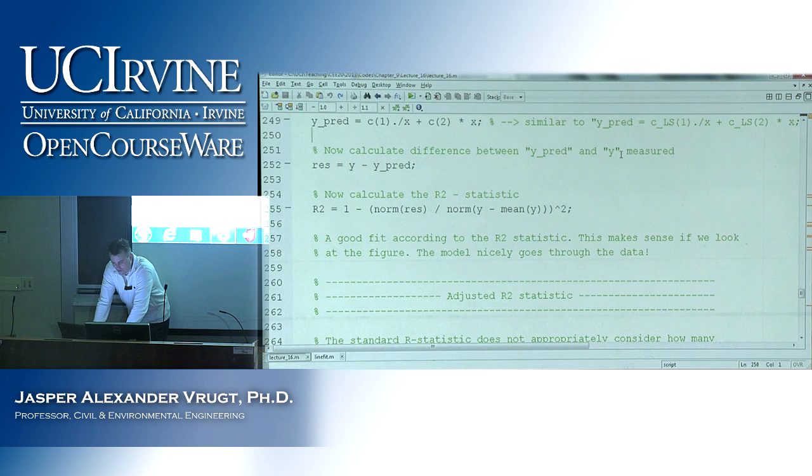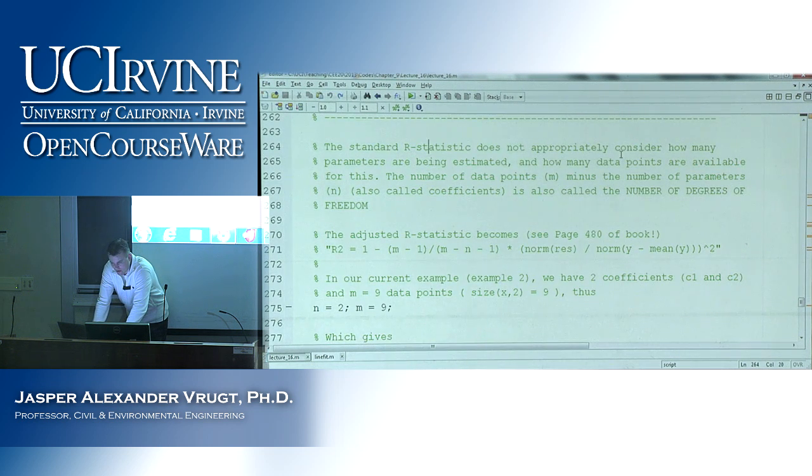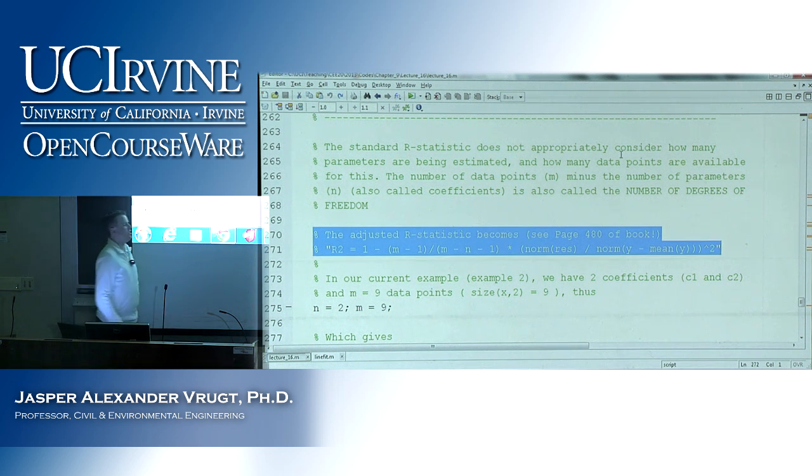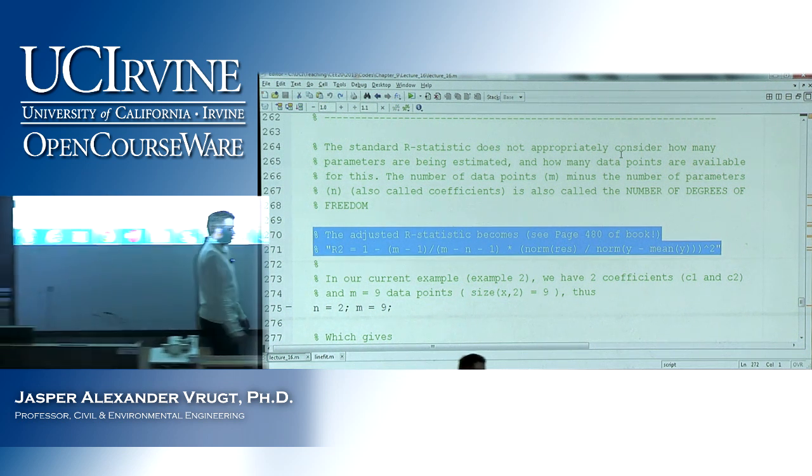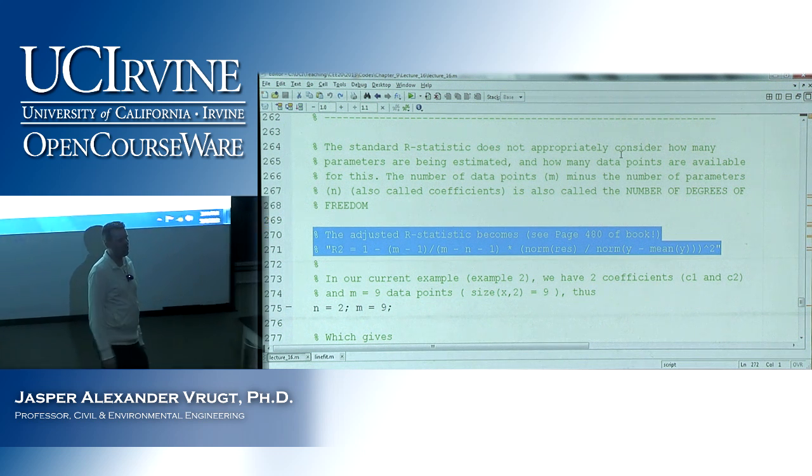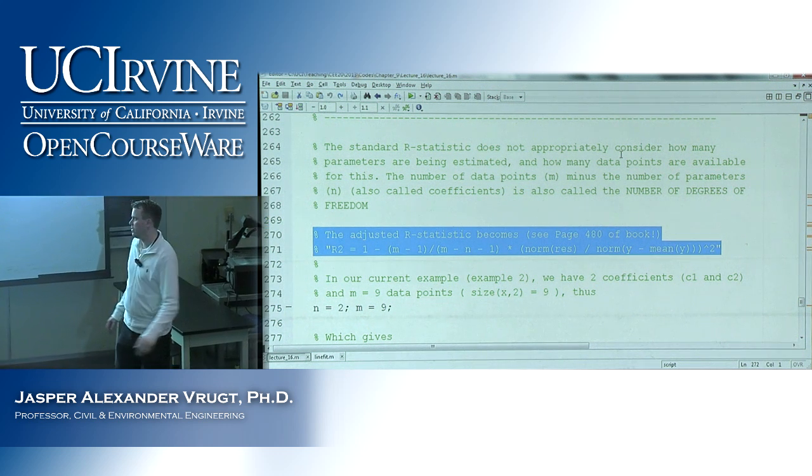Now, and that's what we do over here. So the standard R statistic does not appropriately consider how many parameters are being estimated and how many data points are available for this. So the number of data points minus the number of parameters or coefficients, like C1, C2, is also called the number of degrees of freedom. Now, if you work that out, then the adjusted R statistic explicitly contains the degrees of freedom.